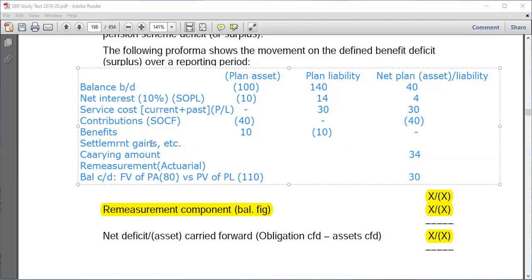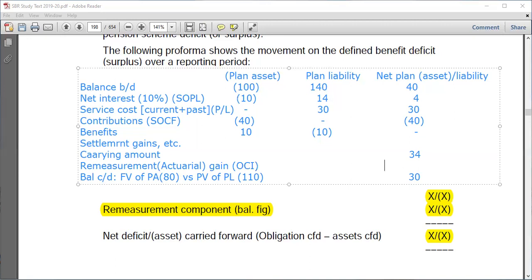So you can ask yourself, is this a measurement gain or loss? You had a carrying amount of a liability of 34, but at the end, the liability has reduced by 4, from 34 to 4. So a decrease in a liability is obviously a remeasurement what? Remeasurement gain. In the case it was a decrease in assets, it would have been a remeasurement loss. So this is a remeasurement gain, and this usually goes to other comprehensive income.